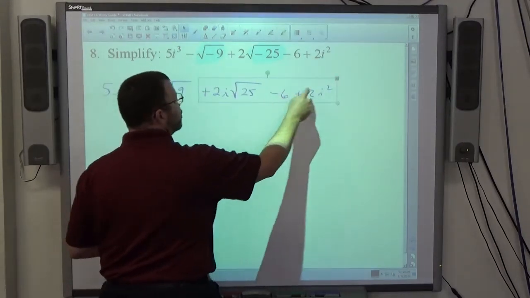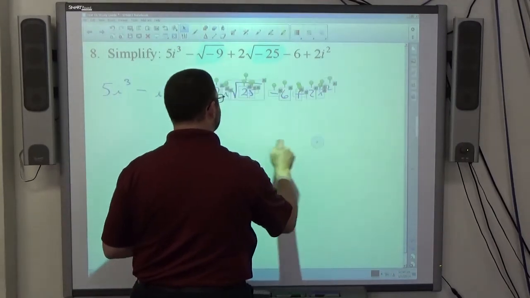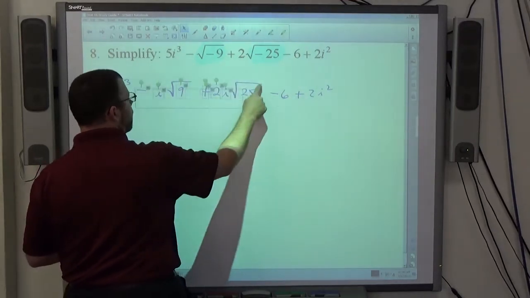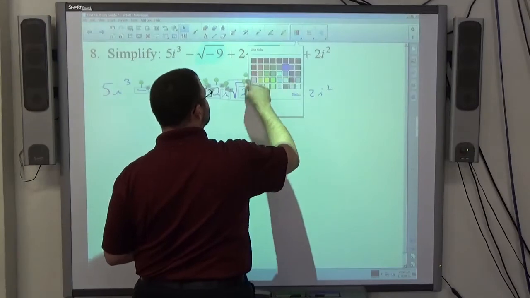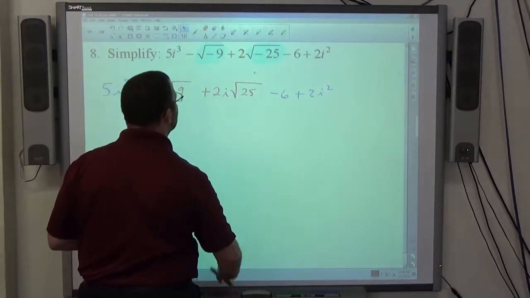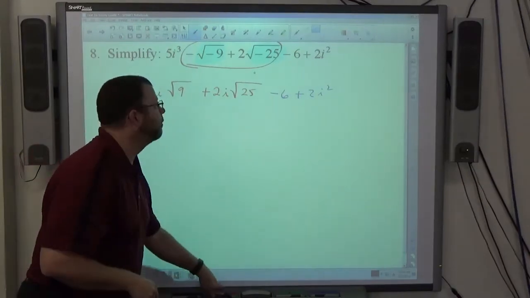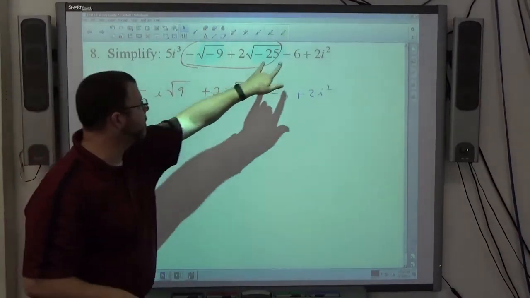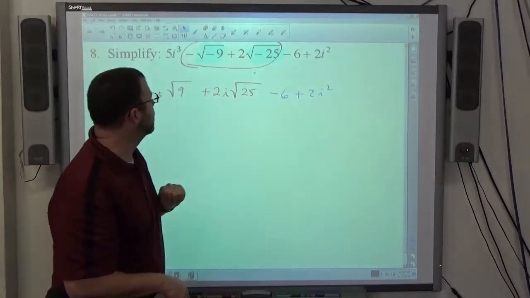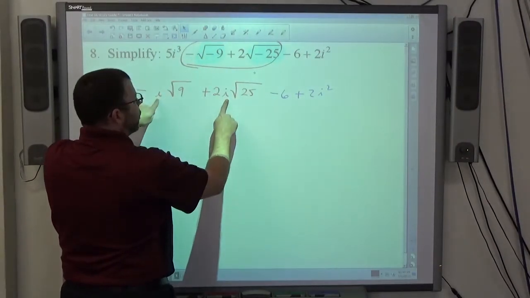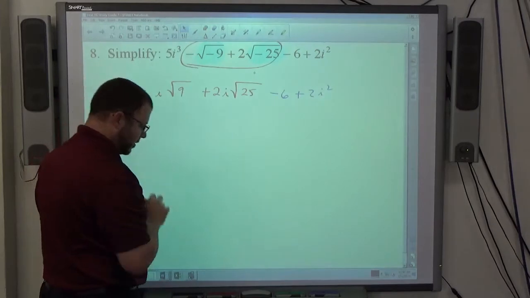So if we focus just on the radical stuff, all this, compare that to what we had up here. Everything in blue was not messed with. So 5i cubed stayed the same. Minus 6 plus 2i squared stayed the same. What I've got circled in red here, the minuses came outside the radicals as i's. Everything else stayed as is.